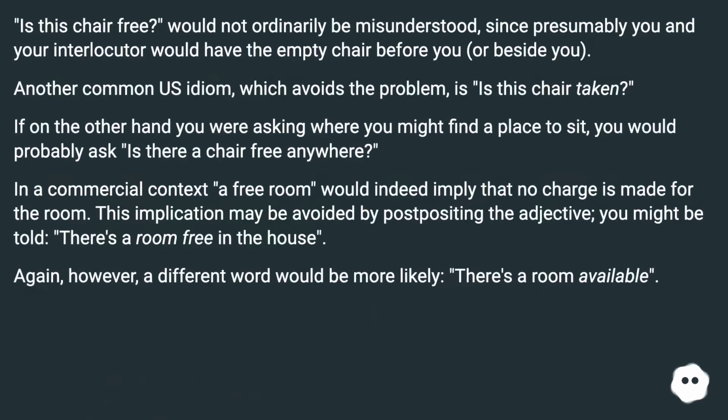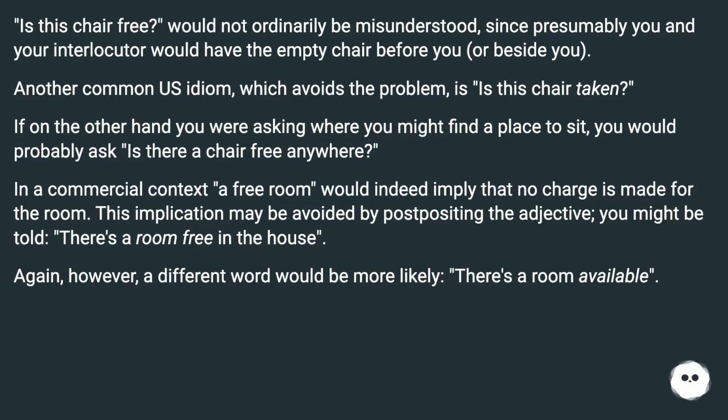Is this chair free? would not ordinarily be misunderstood, since presumably you and your interlocutor would have the empty chair before you, or beside you. Another common idiom, which avoids the problem, is: is this chair taken? If on the other hand you were asking where you might find a place to sit, you would probably ask, is there a chair free anywhere?